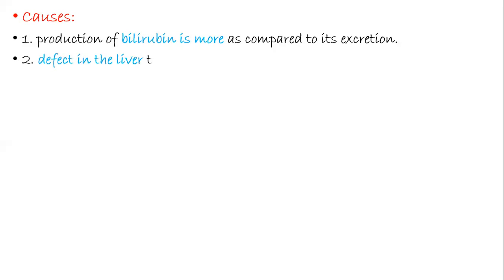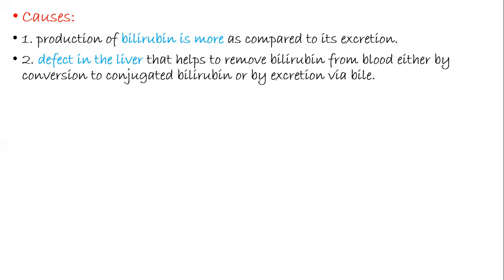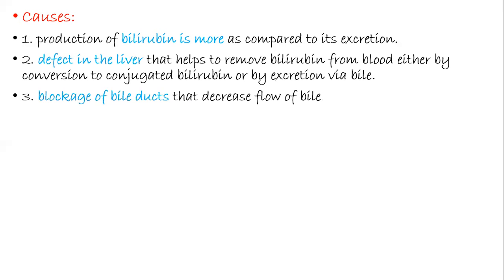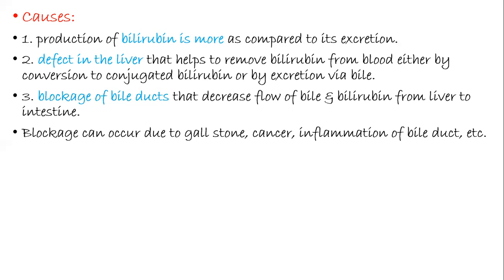Now, what are the causes of jaundice? The first is excessive production of bilirubin as compared to its excretion. Then there is a defect in the liver that helps to remove bilirubin from blood, either by conversion to conjugated bilirubin or by excretion via bile. Thirdly, it can occur due to blockage of the bile ducts that decreases flow of bile and bilirubin from liver to intestine. And lastly, it can occur due to blockage due to gallstone, cancer, inflammation of the bile duct, etc.